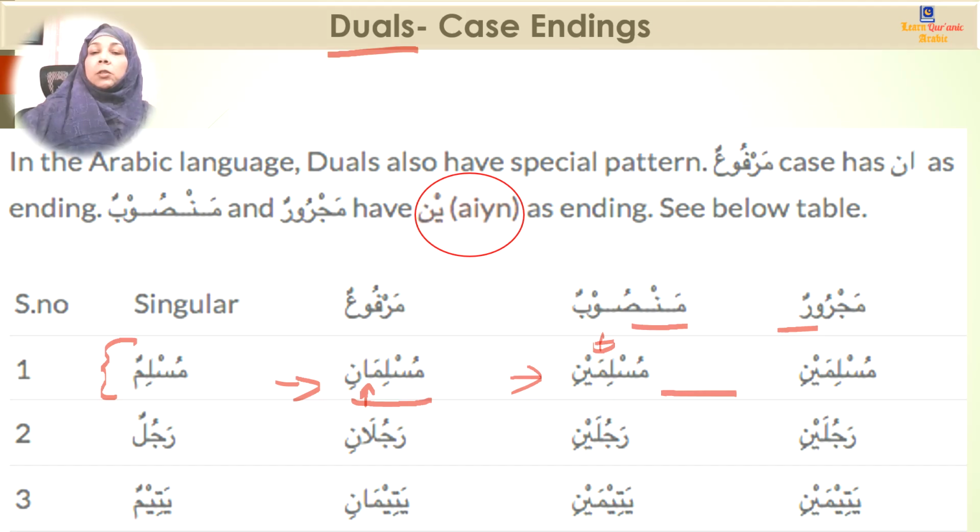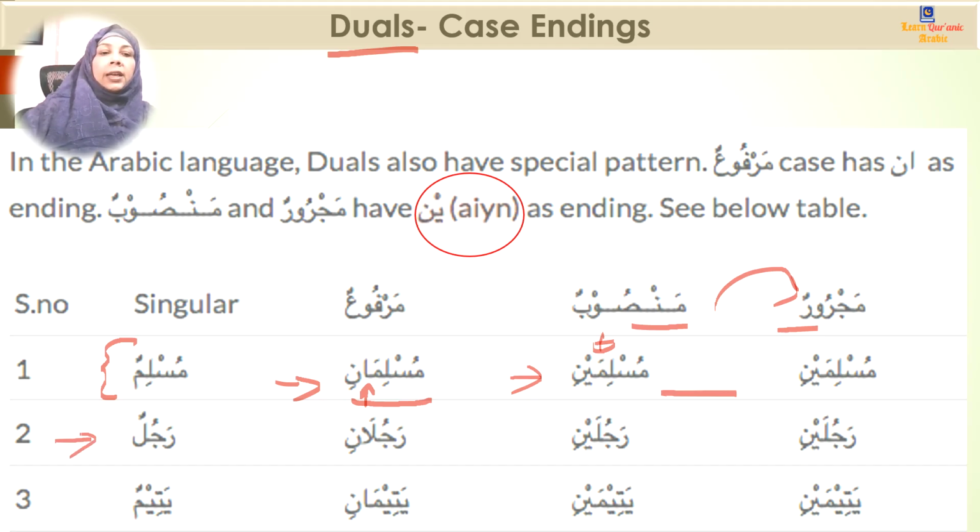And we said it was the same for the mansub and majroor case. And even in the case of duals, it's the same for the mansub and majroor case, but this time with a fatha, right? So it's Muslimaini, Muslimaini. Okay, that's your mansub and majroor case.